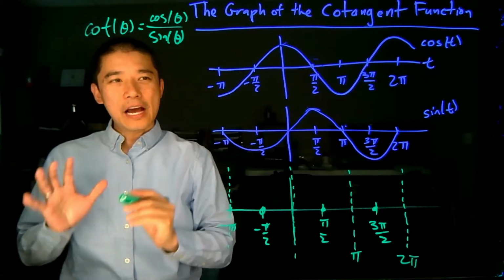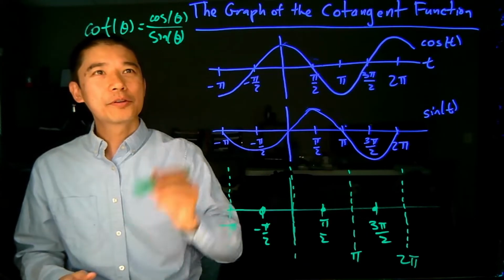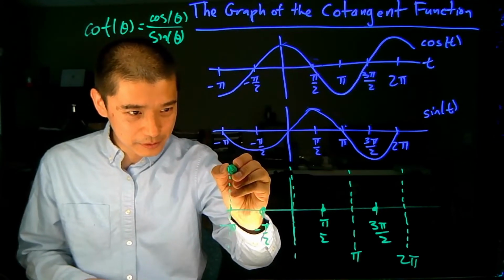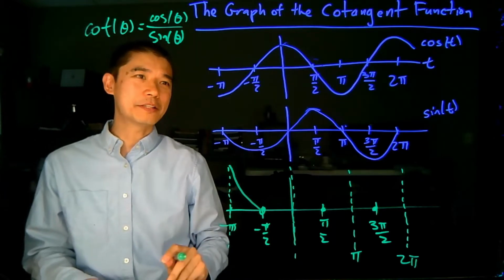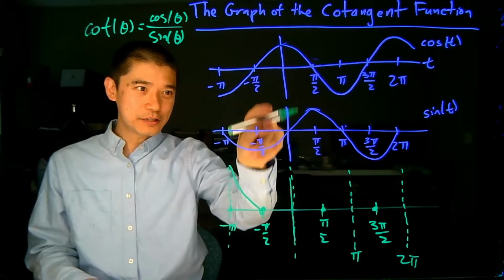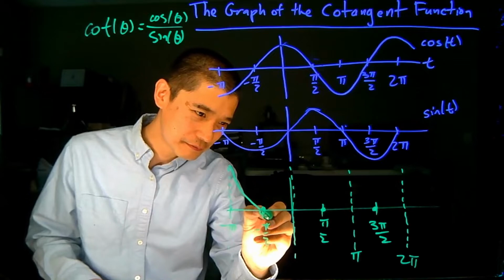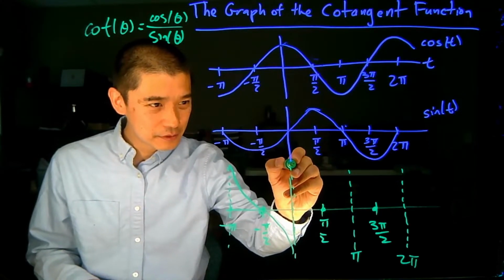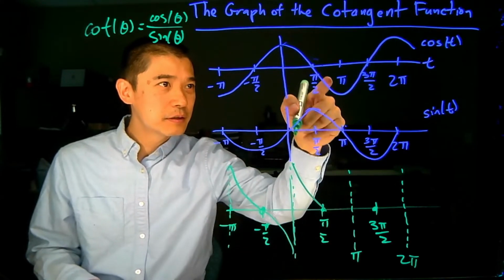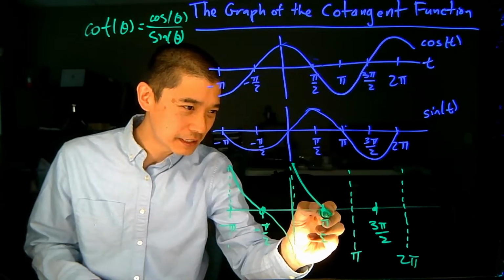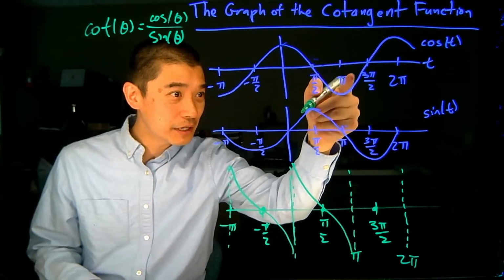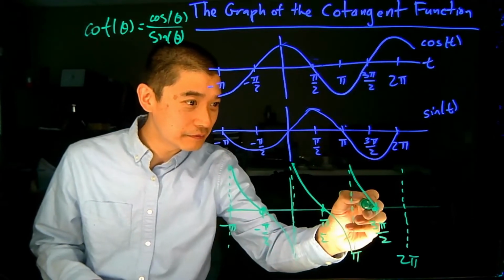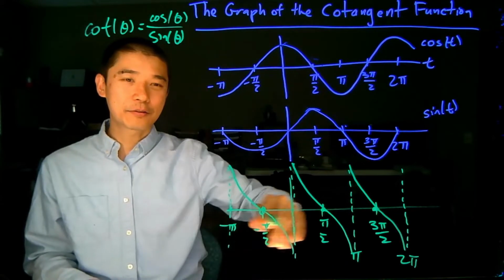And now we do the sign analysis. So cosine over sine. Negative over negative is positive, so it's going to be approaching that asymptote in the positive direction. Then we have positive over negative, which is negative, comes down this way. Positive over positive, negative over positive is negative. And if we do it one more time, negative over negative is positive, and then positive over negative is negative. And this is the graph of the cotangent function.